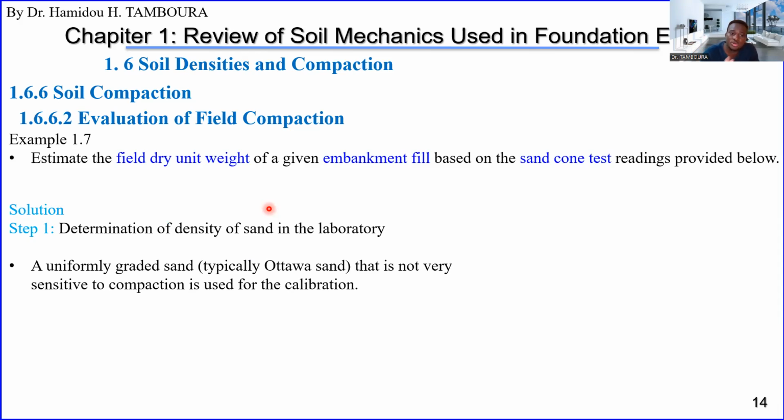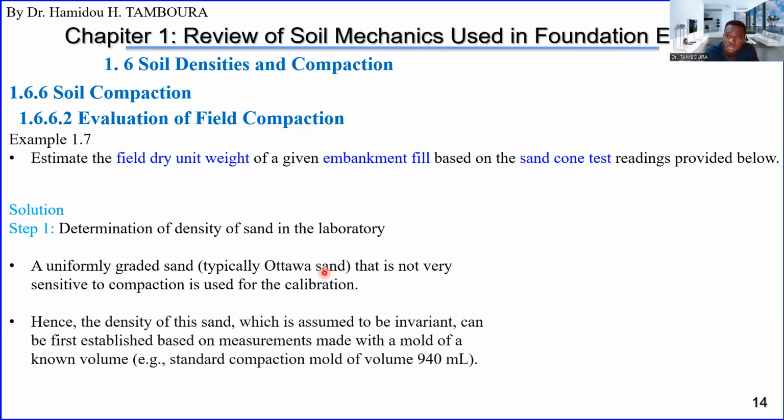Okay, so we use uniformly graded sand. For example, in the USA they use Ottawa sand. This is typical sand, just for your information. You don't have to use this one, of course, but you have to use very uniformly graded sand so that it can minimize mistakes. Okay, and the sand should not be sensitive to compaction. So this sand is used for calibration. You put it in the device.